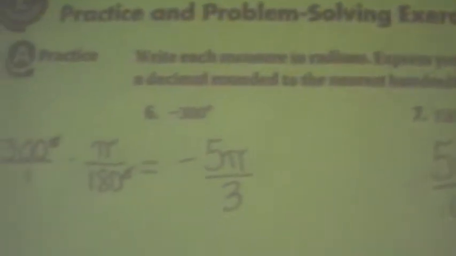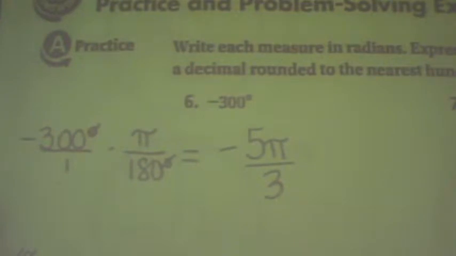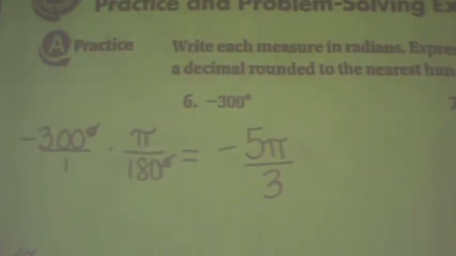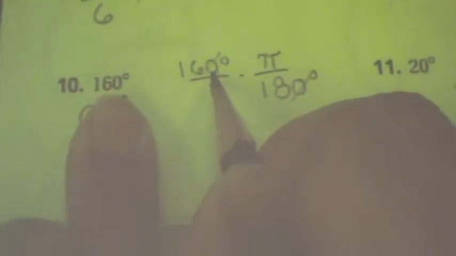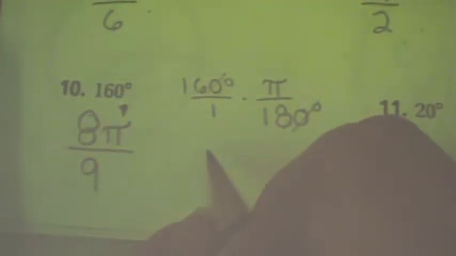Questions? Yes. What was the answer to 6? Negative 5 pi over 3. Where did you get the 8 from number 10? You have 160. Oh, never mind, I got it. 2 goes into both of these. You get 8 ninths.